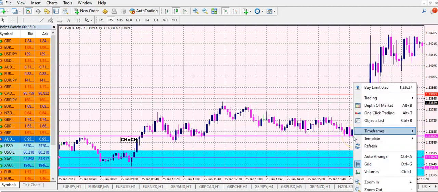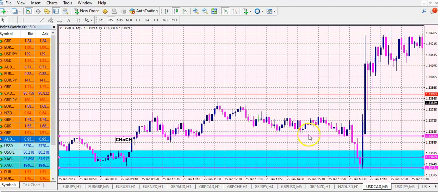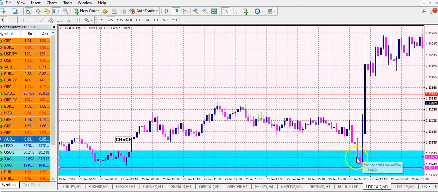Let me remove this CHoCH line now. Okay, all right. So indeed, price actually came back to that particular space, and boom, to the upside. So basically, it's really a very easy setup.